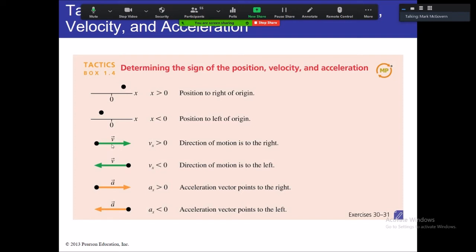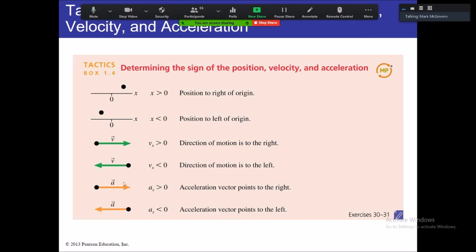Velocity vectors, which by the way would be the same as the displacement vectors. This velocity is to the right. It's positive. Okay? Why is it positive? It points to the right. This velocity is negative because it points to the left. Great. Acceleration. This object is accelerating to the right. The acceleration is positive. This acceleration points to the left and it's negative.